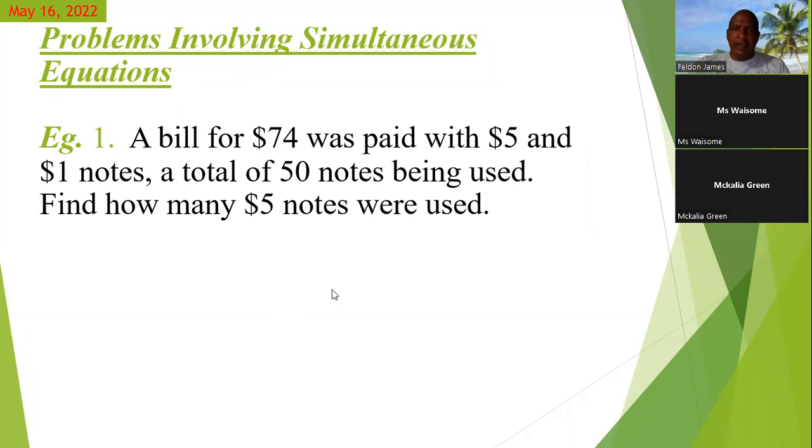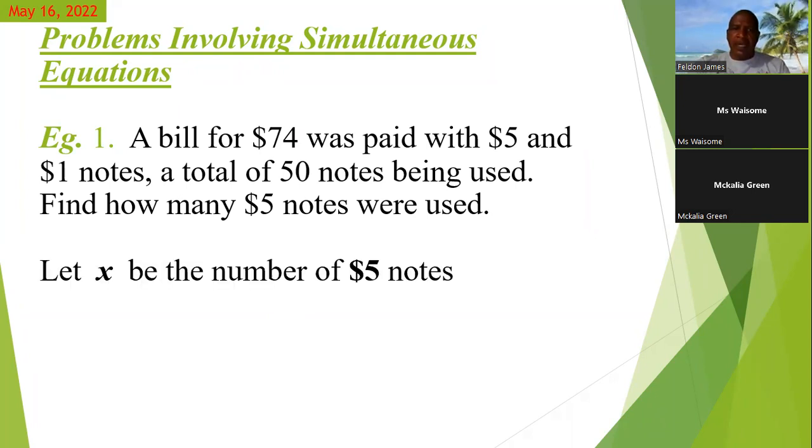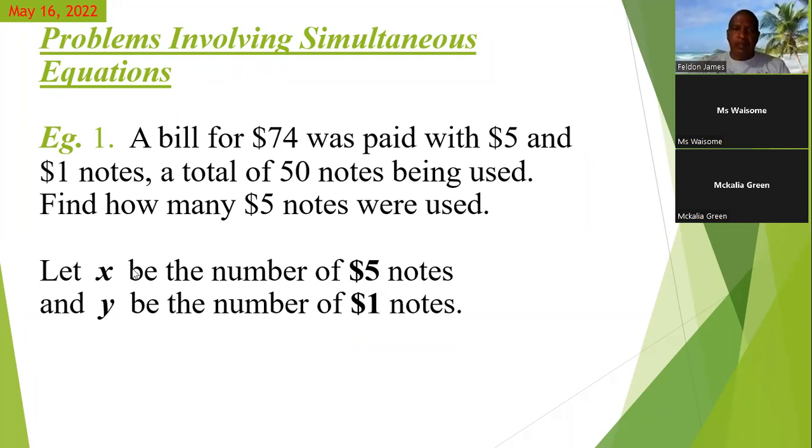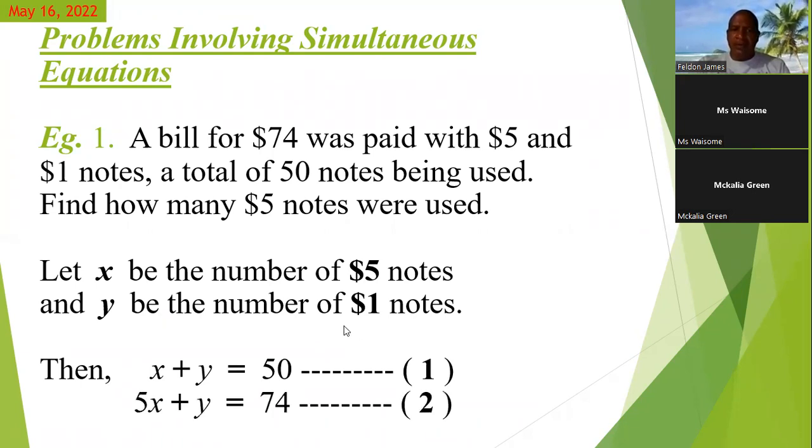So as I was saying, after we decide on what the variables are that we're going to be using for the amount of $5 notes or the amount of $1 notes, now we need to formulate two equations. One would be x plus y equals 50. One would be 5x plus y equals 74, all right?